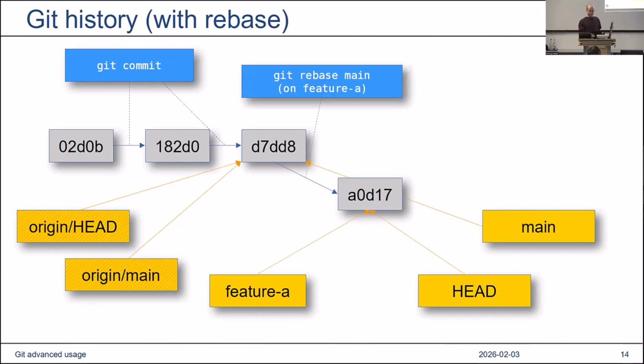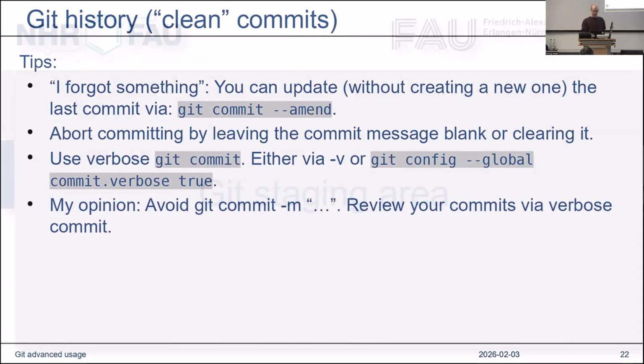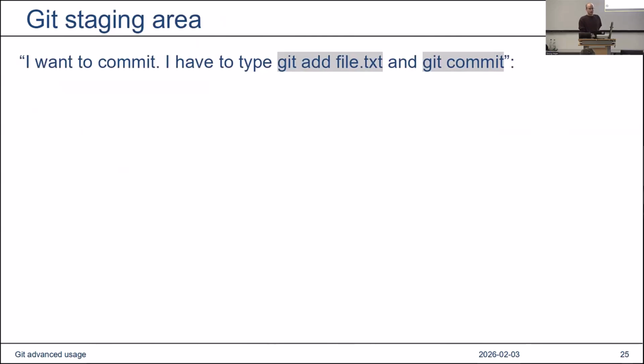Okay, then let's go over to the staging area. This is hopefully a bit easier to understand. Of course, you want to commit stuff. So what you do, well, you type git add and you do git commit. But so where does the staging area come into here?